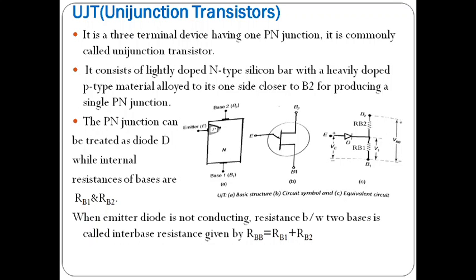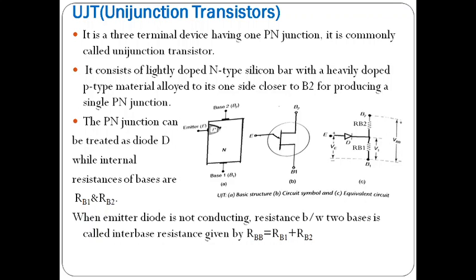So the name itself, unijunction, means only one junction. Like a diode we had two terminals, but here, like a transistor, we have three terminals. So this UJT is a three terminal device but with only one PN junction.